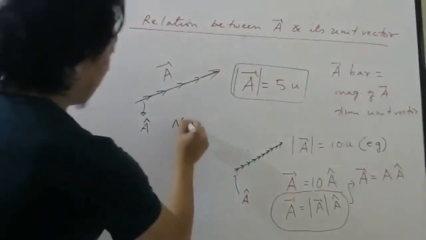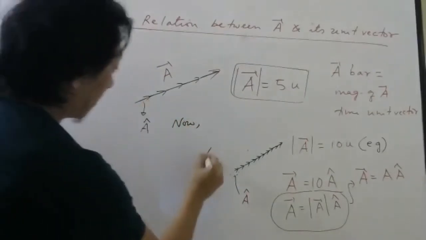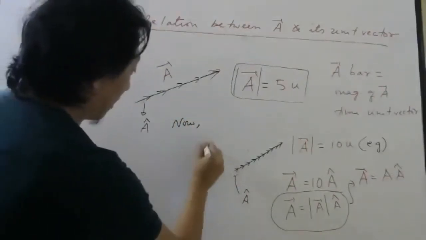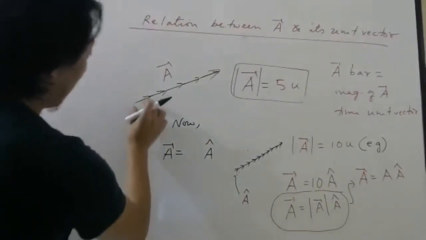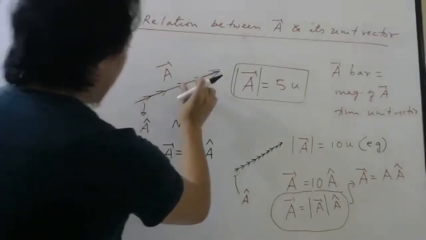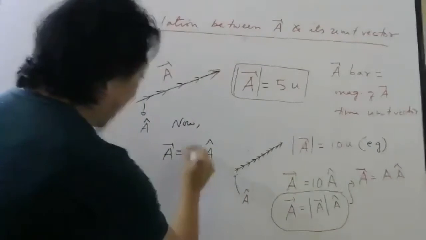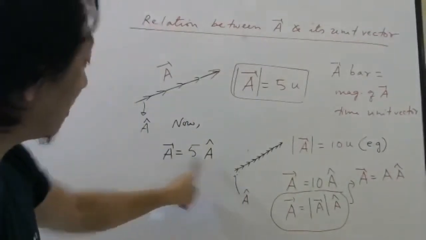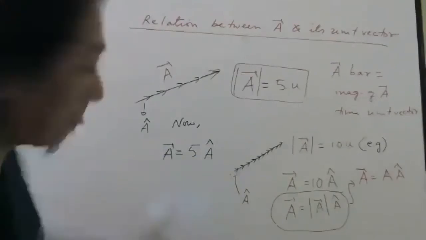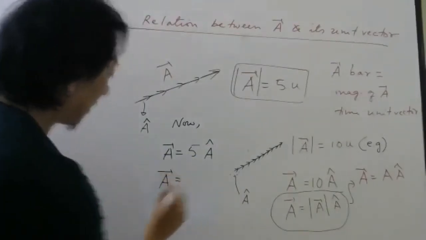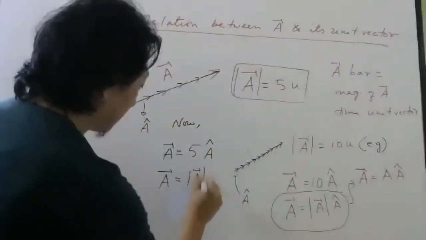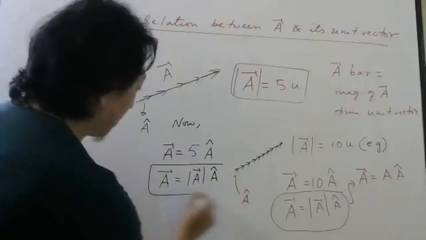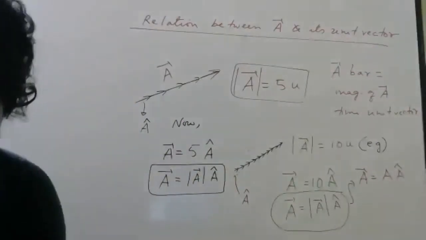Now this A cap obviously is not equal to A bar because the magnitudes are not the same. But A cap five times, if I do that 5 times, then I will get the original vector A bar. So that means I can write in place of 5, the magnitude. Like this. So try to remember this relation, all of you. So let me ask you a question now.